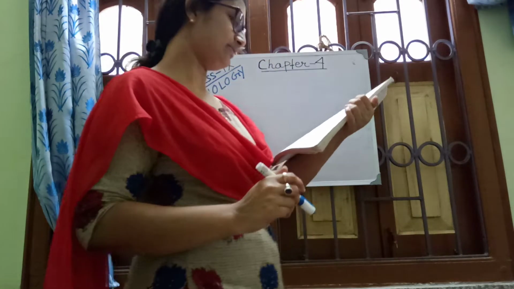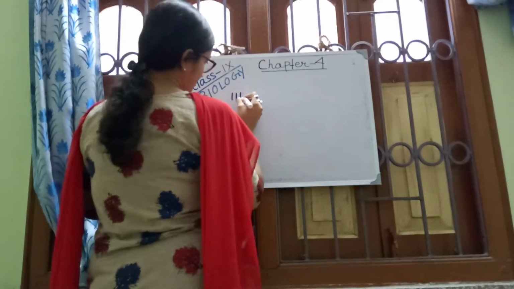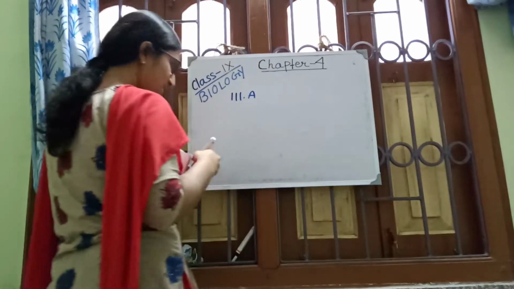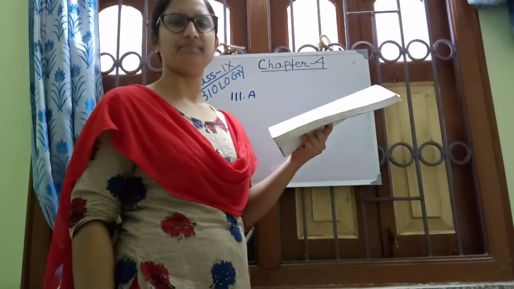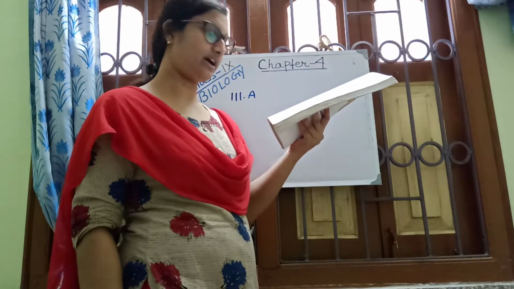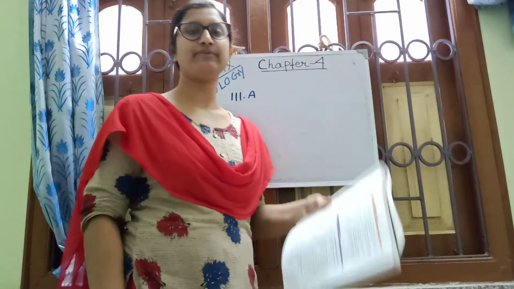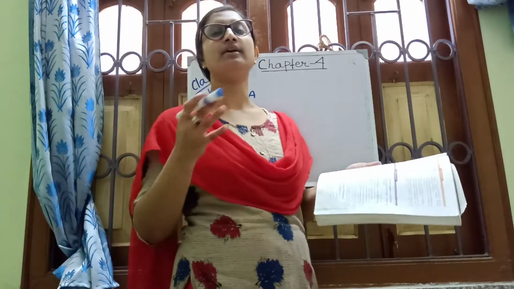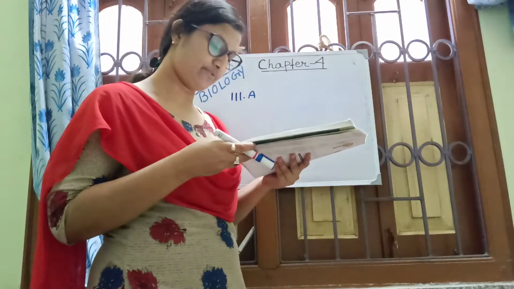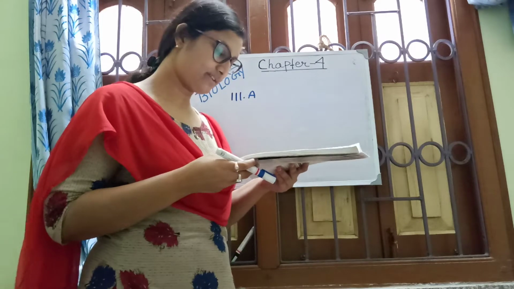Now I will discuss 3A. Explain the following terms. Anemophily, ornithophily. What is anemophily? Anemophily means wind pollination, the pollination by the help of wind. Ornithophily is pollination by birds, with birds as the agent.